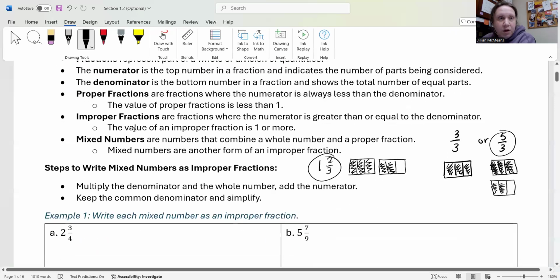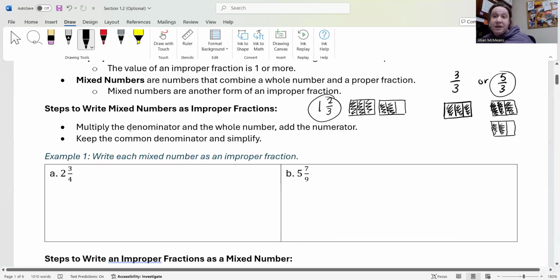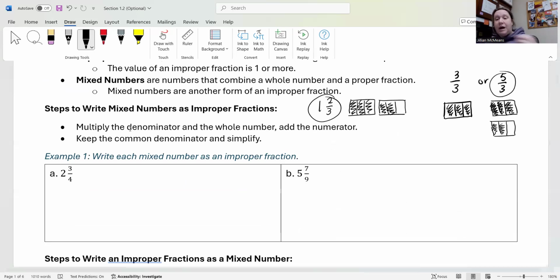Okay. So steps to write mixed numbers as improper fractions. So we're going to take a mixed number and figure out how to convert it to its improper fraction format. So the steps are: multiply the denominator and the whole number, and then add the numerator. And then you just want to keep whatever the denominator was and simplify if it comes to that, which we'll talk about how to simplify fractions later.